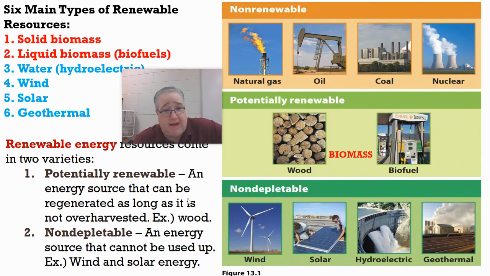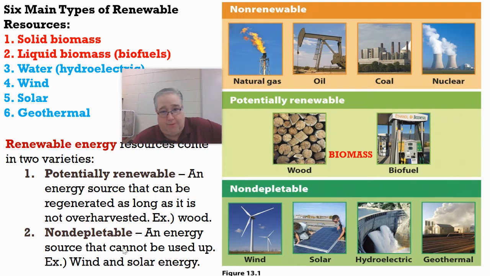These are things that, as long as we're smart, we're not going to run out of. For example, wood. Wood is a potentially renewable resource as long as we keep planting trees, right? Let's go all the way back to Easter Island. Wood was a potentially renewable resource, but they cut down all their trees and they didn't replant them. So that's an issue.